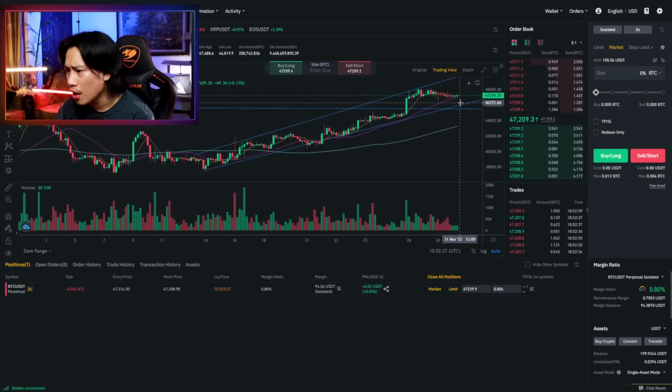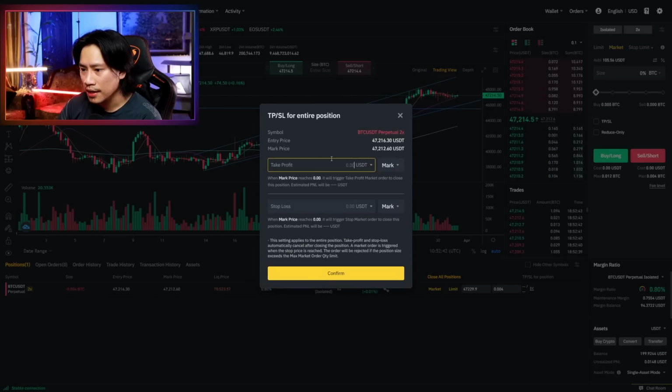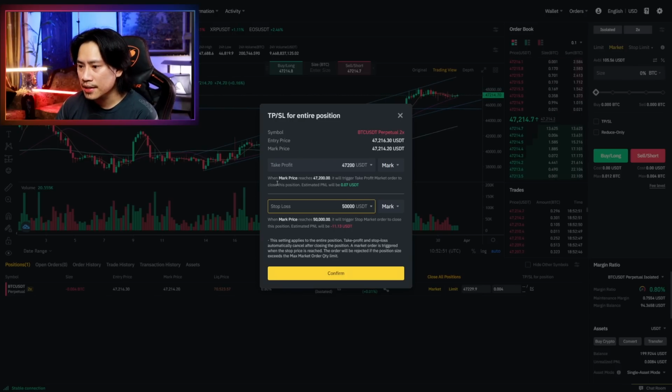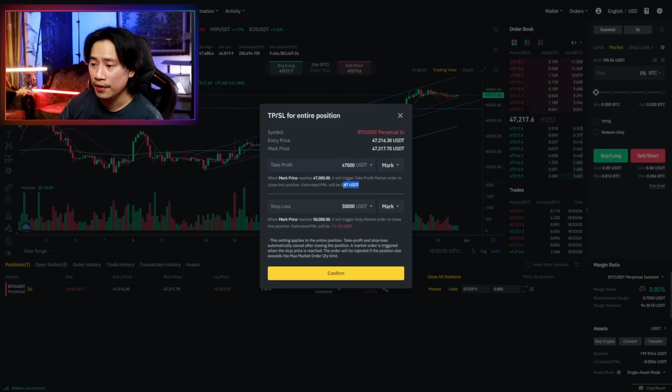So we are going to be setting take profit at around 47,200. 47,200 is our mark, and then stop loss would be 50,000. Oh, this is not that one, I'm sorry. So 47,000 is just a very, very little profit for that one. When mark price reaches 47,000, it will trigger a take profit order to close this position. Estimated PNL will be 0.87.